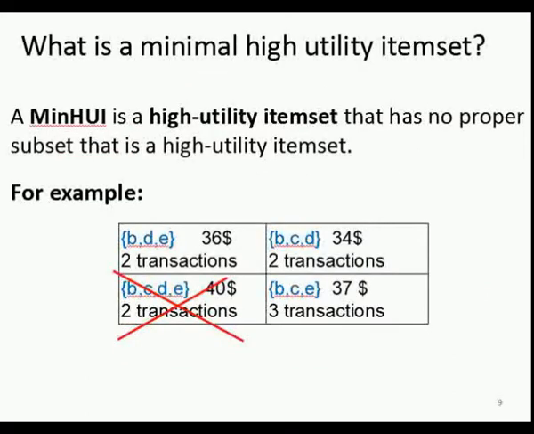Okay, so what is a minimal high utility item set? The idea is very simple. It is a high utility item set that has no subset that is also a high utility item set. For example, in our example, we had 4 high utility item sets. Among them, the item set B, C, D, E is not a minimal high utility item set because it has some subsets that are high utility item sets. B, C, D, E is not minimal because B, D, E is also a high utility item set. So we only keep B, D, E, B, C, D, and B, C because those are minimal high utility item sets.